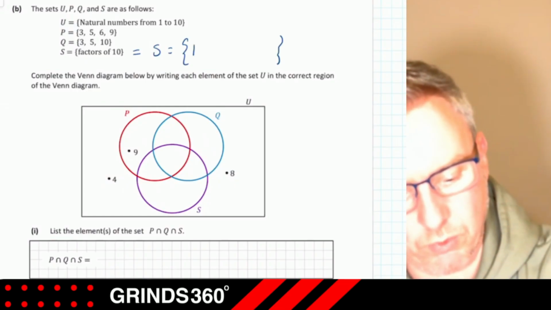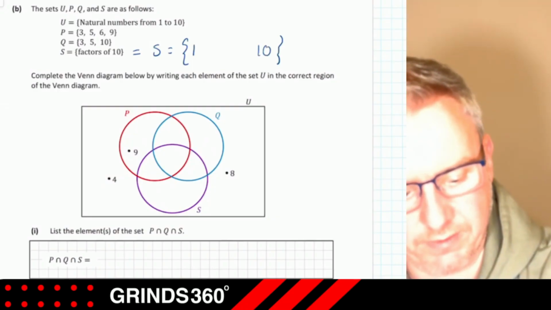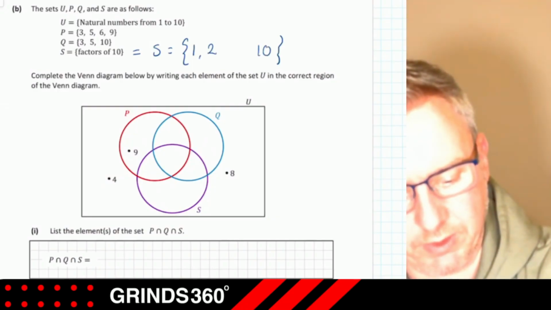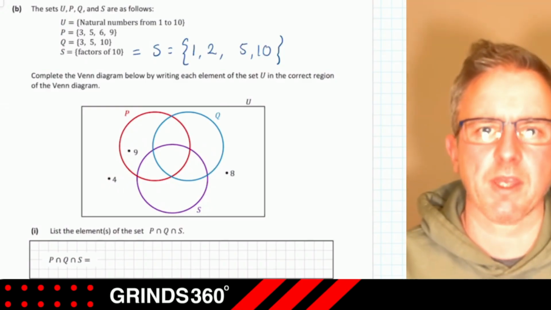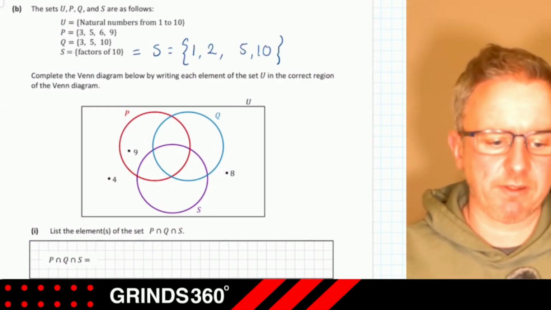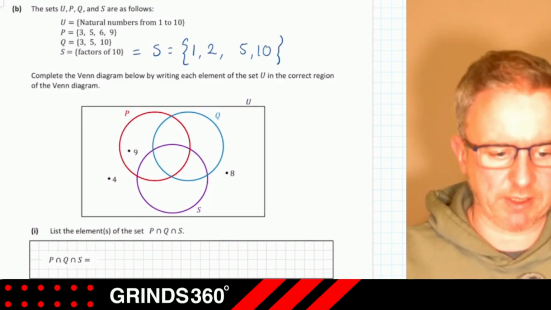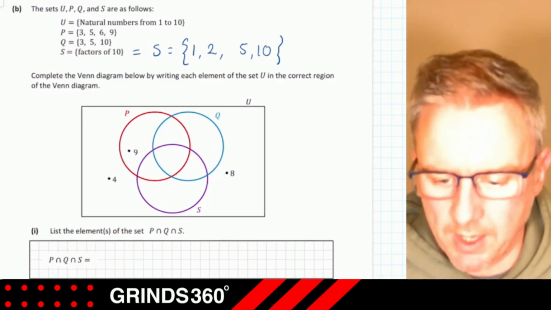If I multiply 1 by 10, there are 2 factors. And then if I multiply 2 by 5, there's another 2 factors. 3 doesn't go into 10 evenly, 4 doesn't go into it evenly, and then I'm back to 5. So now I have my factors.